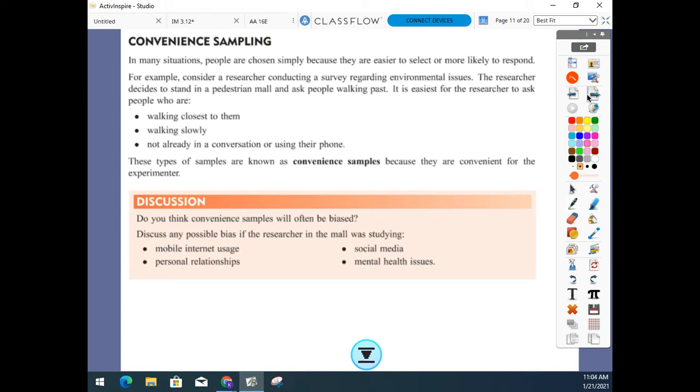All right, convenience sampling. Basically, it's just whatever's easiest. They're selected because it's easiest to select. Who's walking close to them? Who's slow that you can run up and catch? These are just convenient for the experimenter. I will tell you, convenience sampling is not going to be super reliable.